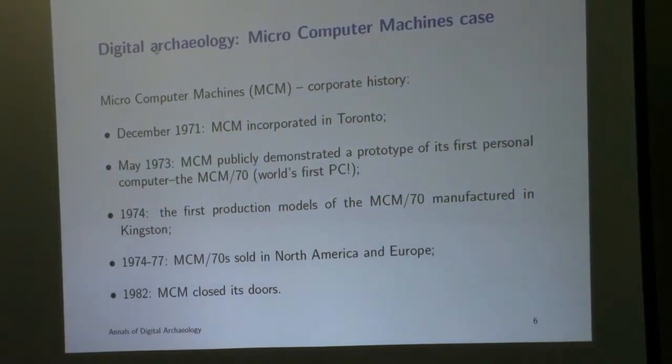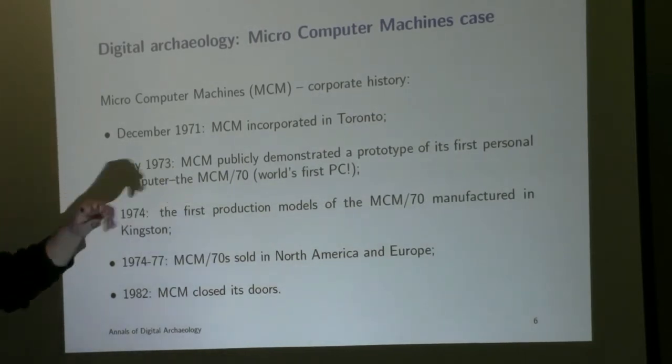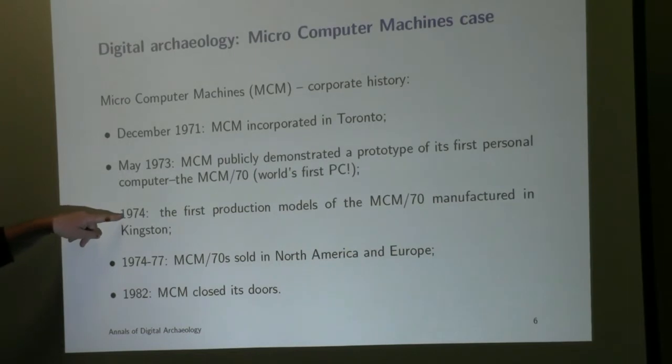Before I answer these questions, for those of you who've never heard about microcomputer machines, here's a little corporate history. The company was incorporated in 71 in Toronto. In 73, they announced the MCM70, in production in 74, and it was sold in North America and Europe, and eventually in 1982, they were history, like many other companies.